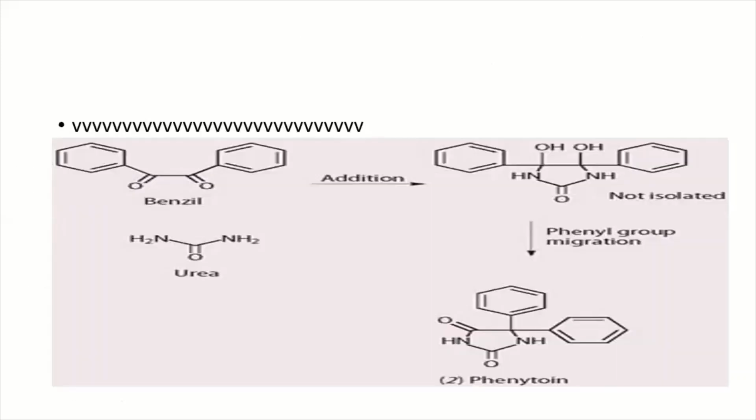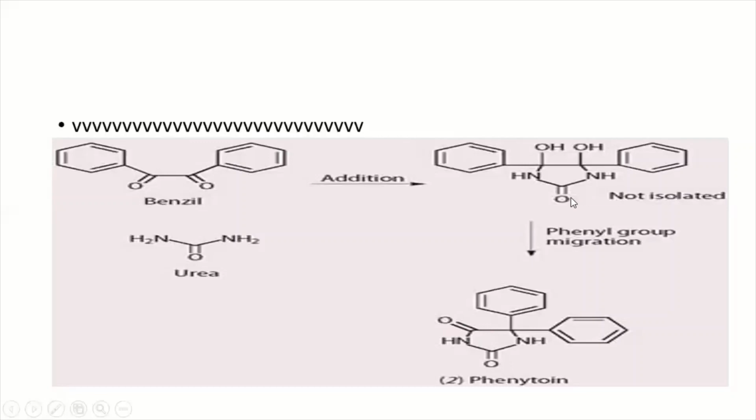So this is the synthesis of phenytoin. We have done the practical for this phenytoin also. Benzil, which is a diketo compound, is treated with urea. The condensation of benzil with urea results in the formation of this intermediate compound. Then this is the pinacol-pinacolone rearrangement reaction. One phenyl group migrates from this carbon to this carbon, so both the phenyl groups are attached to the same carbon, and here it becomes the keto group. That particular compound is called phenytoin.